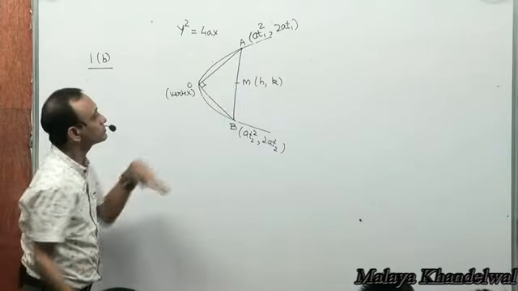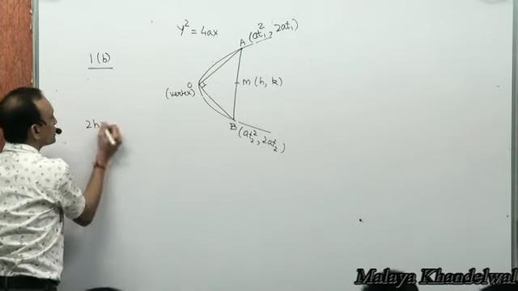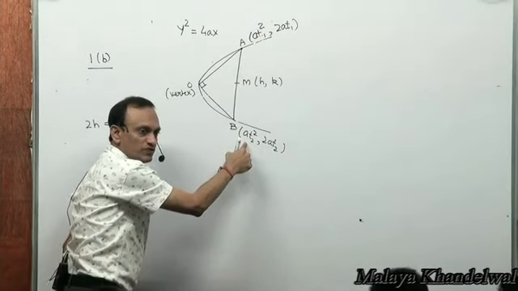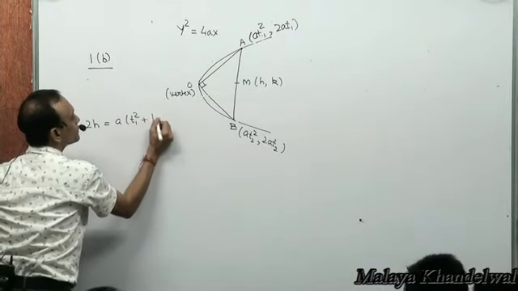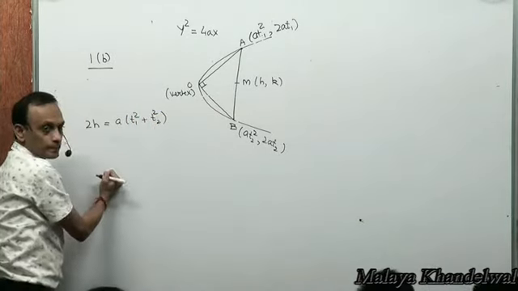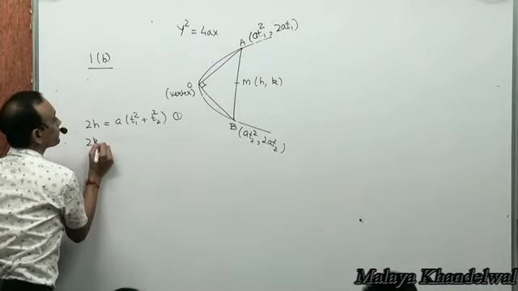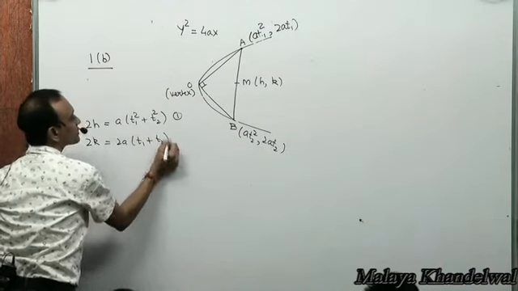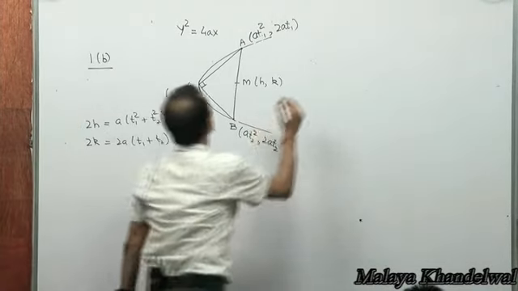Yes or no? Now, if H is the circumcenter, can you see that H would be what? This plus this by 2, right? Midpoint of AB. So 2H would be A into T1 squared plus T2 squared. And 2K would be 2A into T1 plus T2. That's the second condition, right?